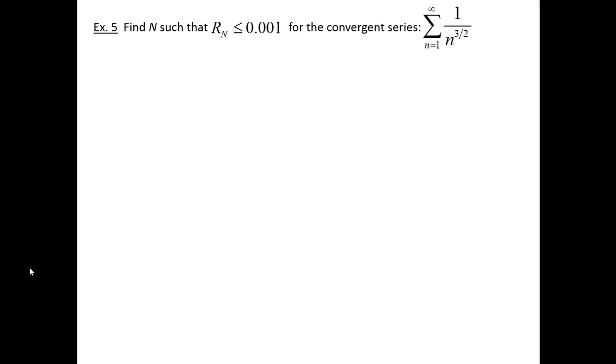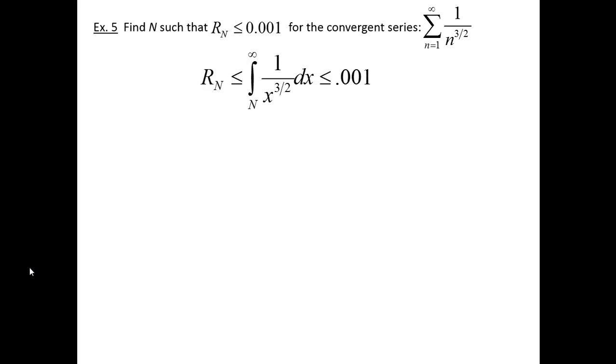Okay, let's do one more. Find capital N such that the remainder is within 0.001 for this convergent series. So this time they're going backwards. They're saying, you figure out how many terms you need to use to get to a remainder this close.